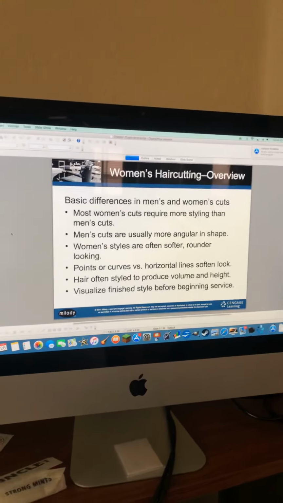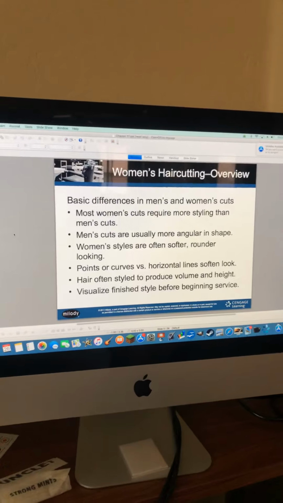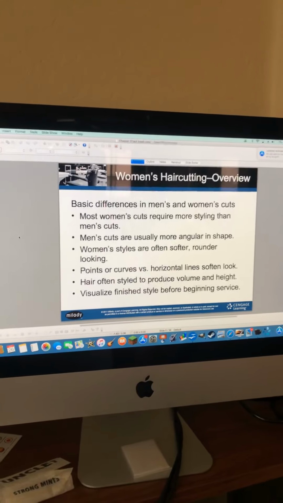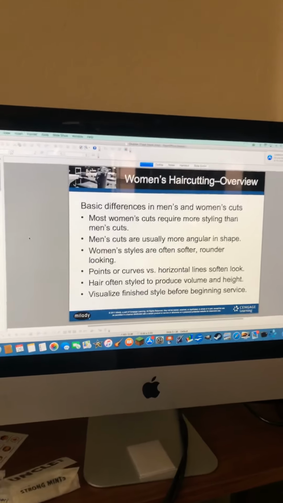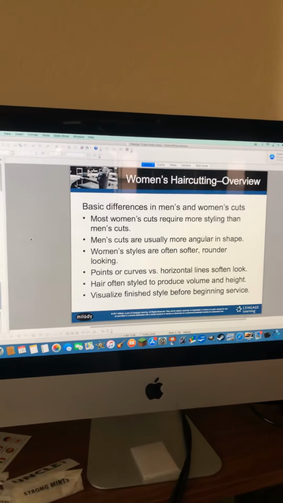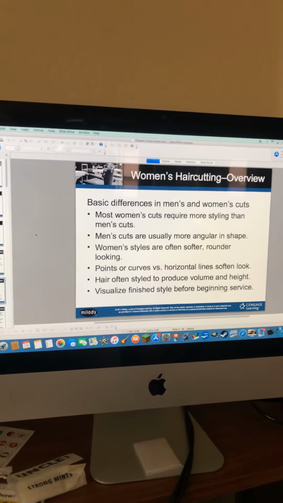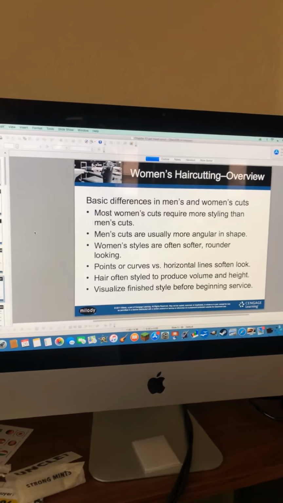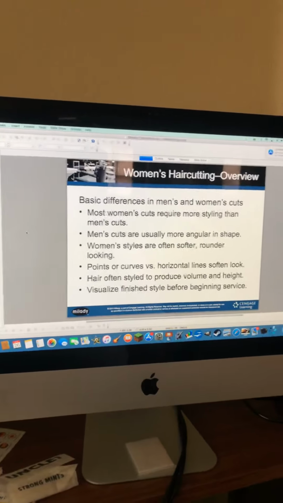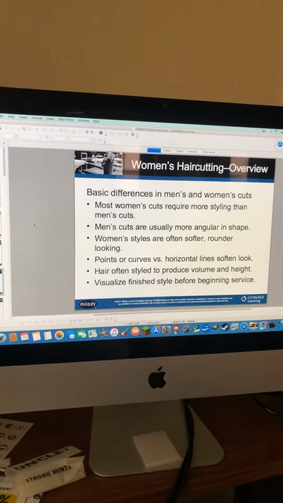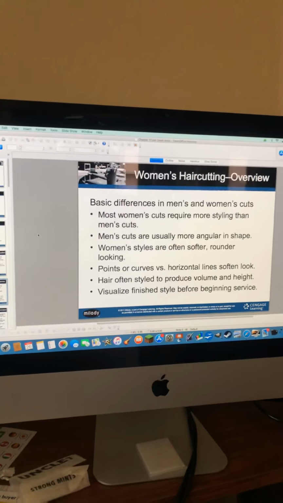Basic differences in women's and men's cuts. Most women's cuts require more styling than men's cuts. Men's cuts are usually more angular in shape. Women's styles are often softer, rounder looking. Points or curves versus horizontal lines soften the look. Hair is often styled to produce volume and height. Visualize the finished style before beginning service.